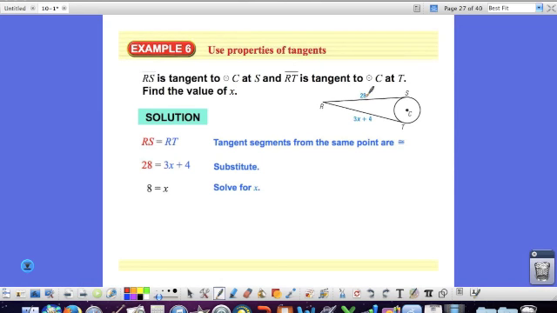Here's an example of how we could use that. RS is a tangent segment to circle C, and RT is a tangent segment to circle C. They both have point R in common, so find the value of x. So 3x plus 4 is going to equal 28. When we solve, subtract 4 from both sides. So 28 minus 4 is 24. 24 equals 3x. I divide both sides by 3, and I get 8 equals x.